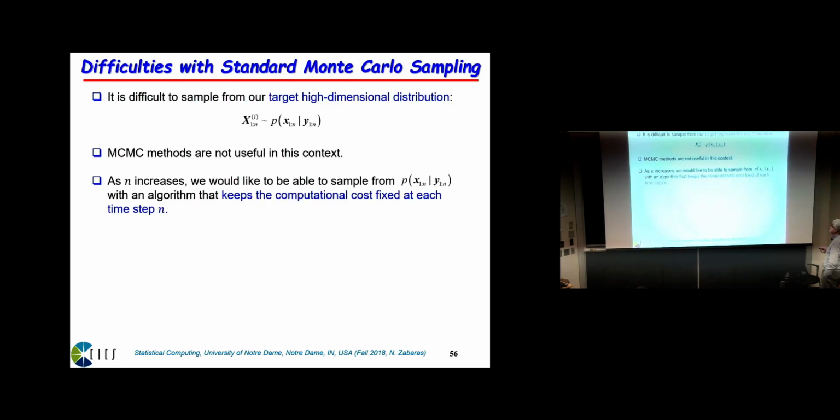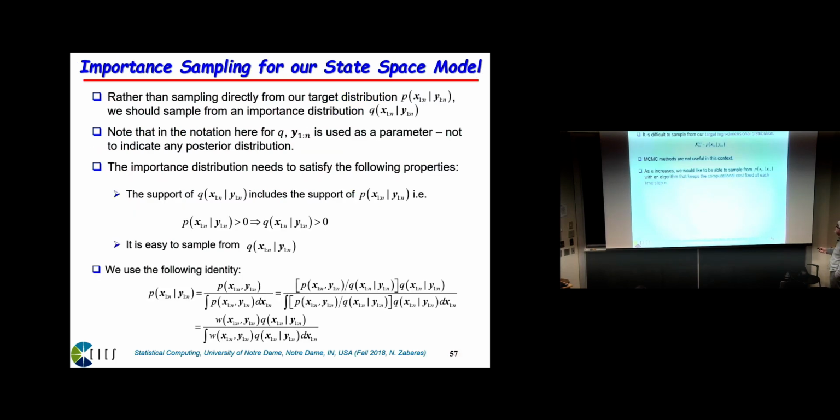We want to find something smarter to do, something that keeps the computational cost fixed at each step n. It would be interesting if we can approximate this target distribution with the same cost at time 1 as at time 1,000. If we can do this, then we will not have any issues with the complexities arising from this target distribution. So we're going to do importance sampling.